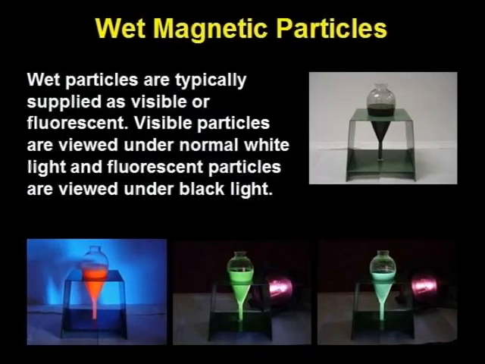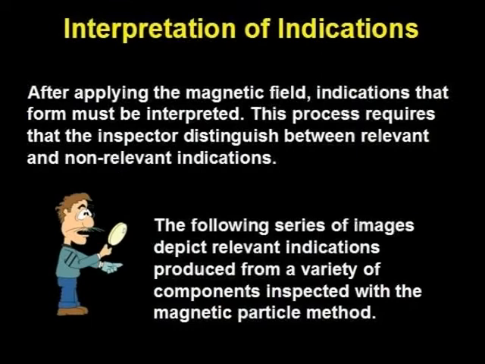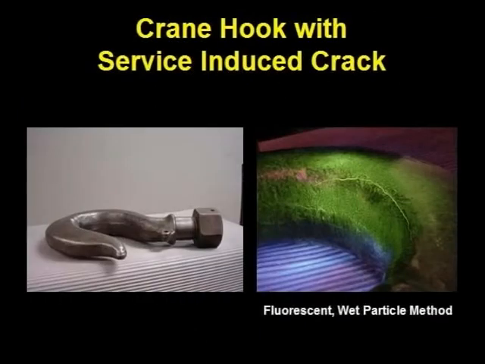One test to assure proper results is to make sure there are enough particles. This may be measured by allowing the particles to settle to the bottom of the special shaped container shown here. Another test is to make sure the ultraviolet light is bright enough and that the particles are still fluorescent. The next stage in the process is interpretation of indications. As with penetrant inspection, the inspector must distinguish between relevant and non-relevant indications.